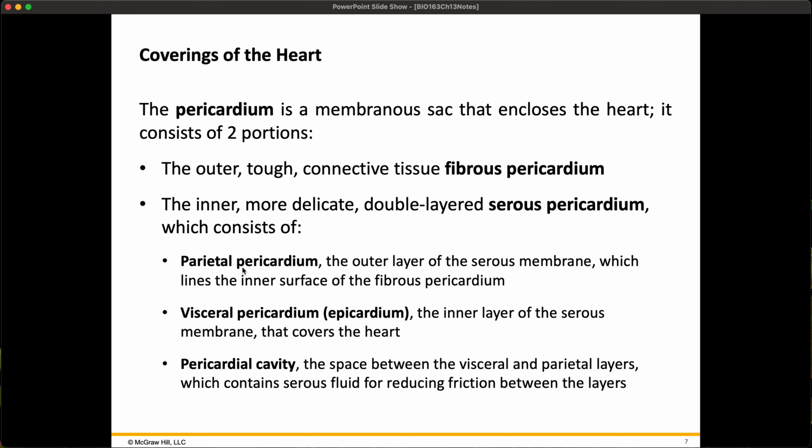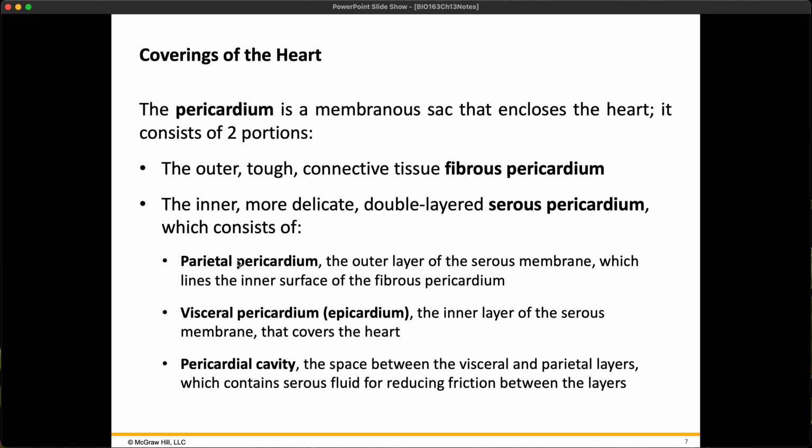So parietal pericardium, pericardium around the heart. Parietal tells you that it forms the wall of the heart cavity, so it's more external. It's going to be brushing up against the fibrous pericardium. And then your visceral pericardium, the epicardium, is the one directly attached to the heart itself, visceral for your organ. In between those two is the pericardial cavity, which has serous fluid that helps reduce friction between those layers as the heart pumps, contracts, and expands. This pericardial cavity with its serous fluid makes sure that action can happen smoothly.